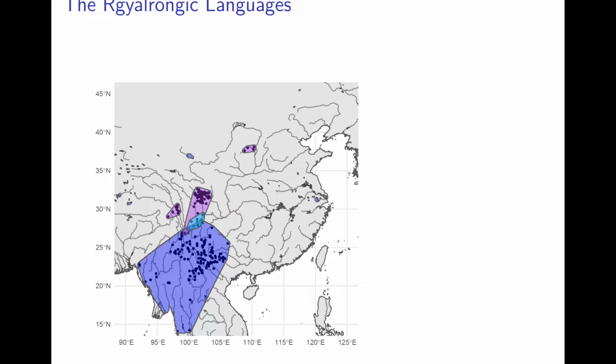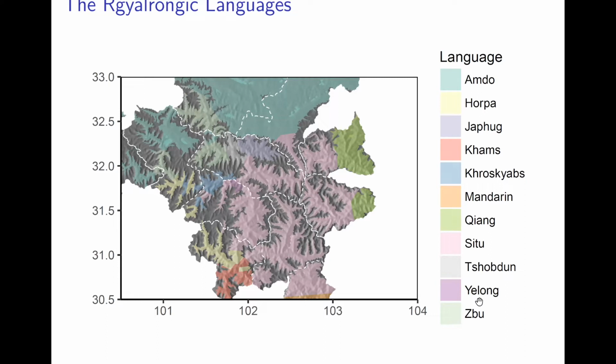And I think that in a joint work by Yunfan and myself and a few other colleagues, we showed that it really is a sub-branch of the Rgyalrongic subgroup. Now, today we've heard about Barsting, one of the varieties of Situ, and about Khroskyabs. So here we have areas where various varieties of Khroskyabs are spoken. And Japhug is the target language of this talk.